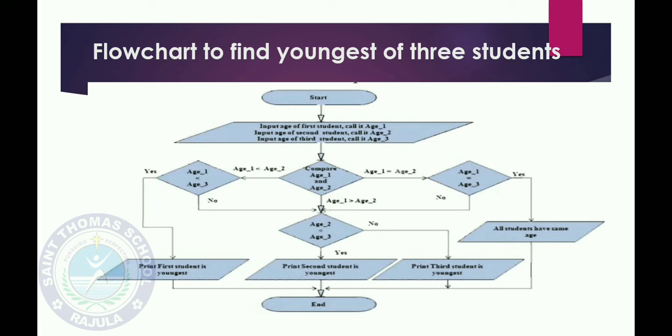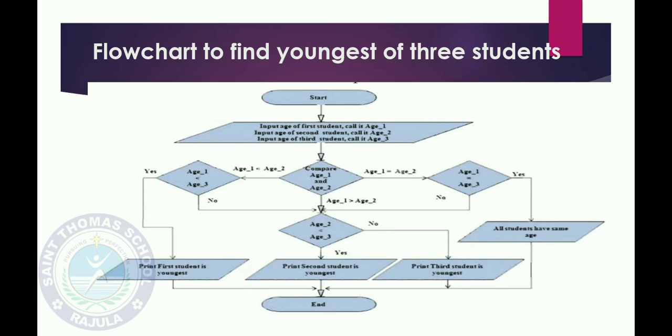Here you can see the start, and now we require three inputs: input the age of the first student, that is age 1, input the age of the second student, that is age 2, and the age of the third student, that is age 3.